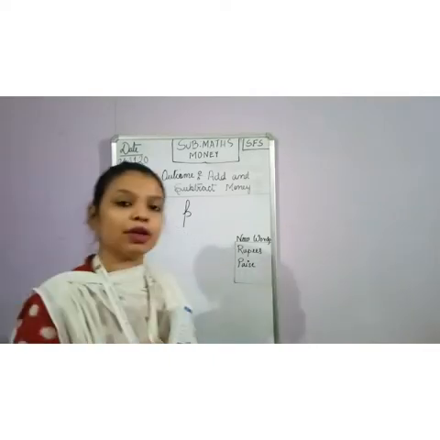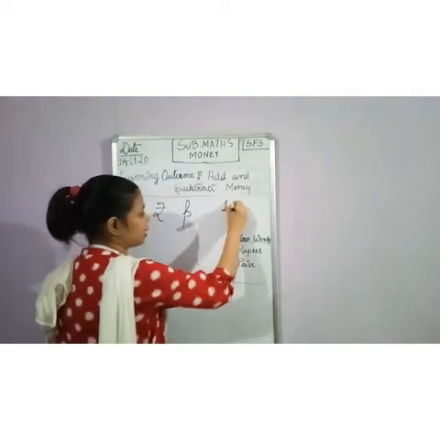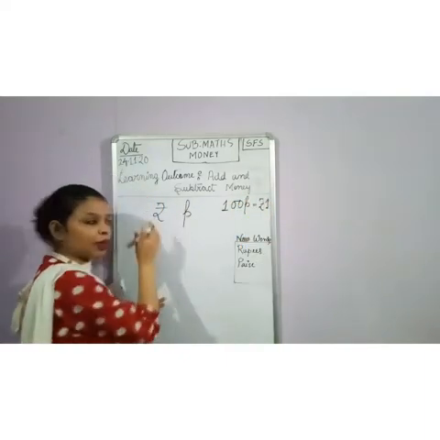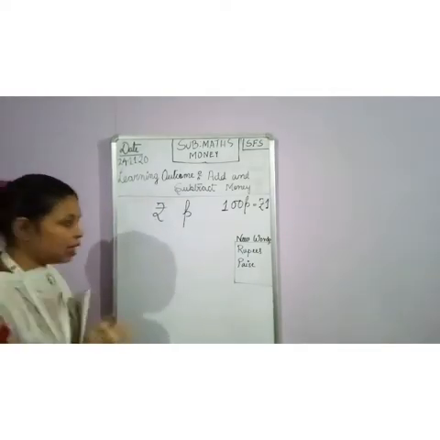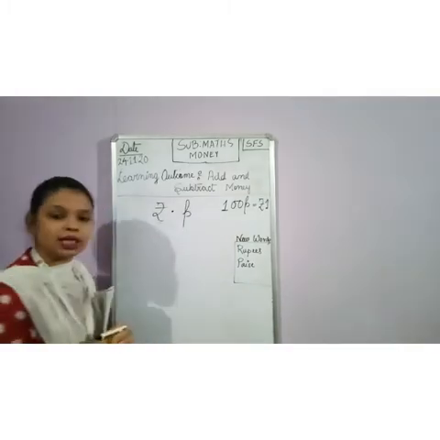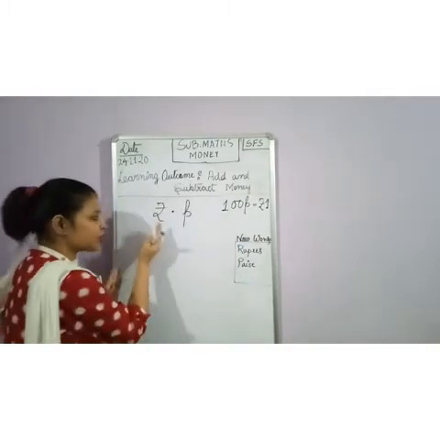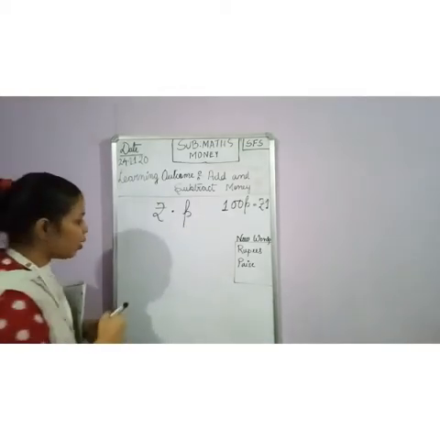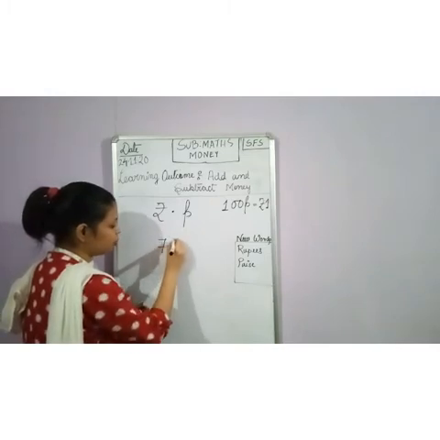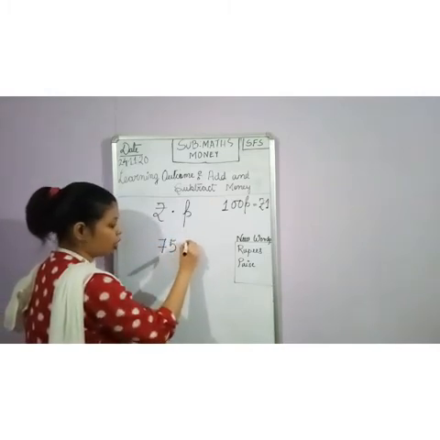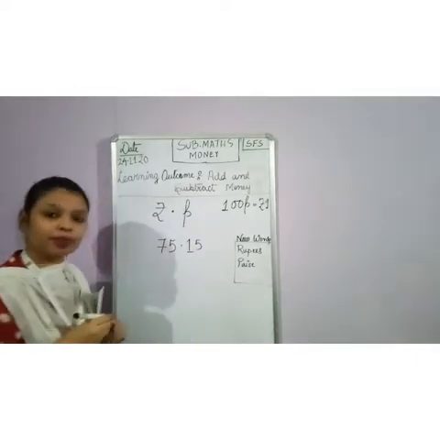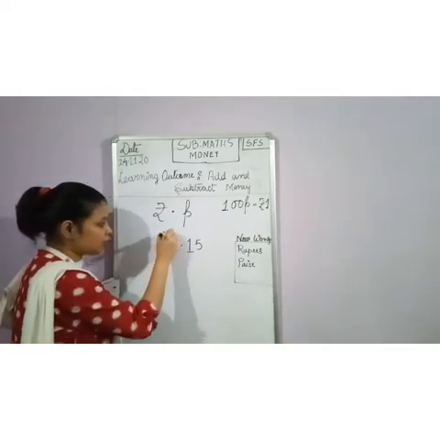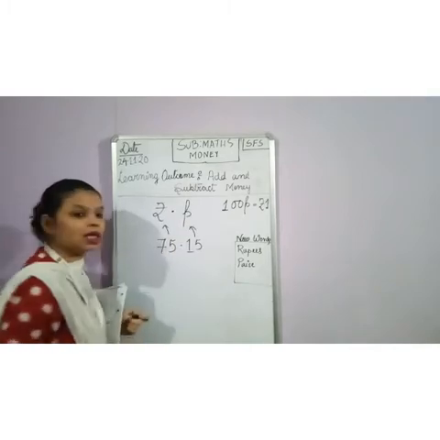But if you have 100 paise, it becomes rupee 1, which falls in the rupee column. Now rupees and paise are separated by a dot. The rupees we put in this column and the paise we put in the paise column. Now suppose you have 75.15. That means you have 75 rupees and 15 paise.